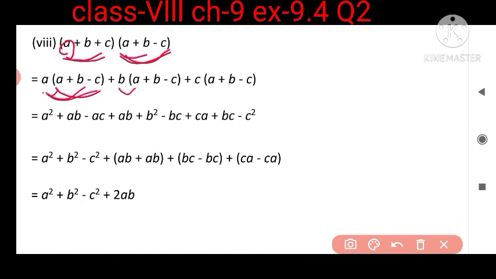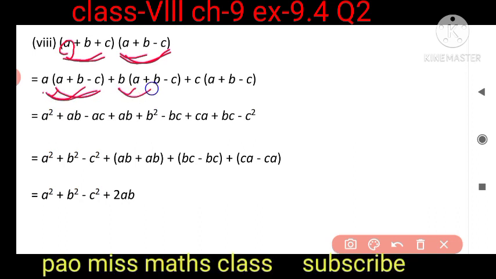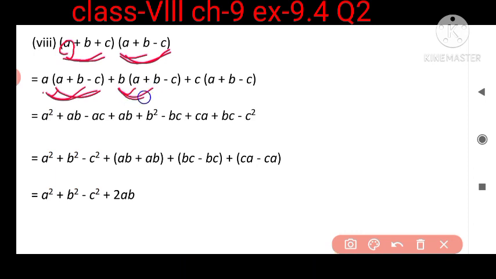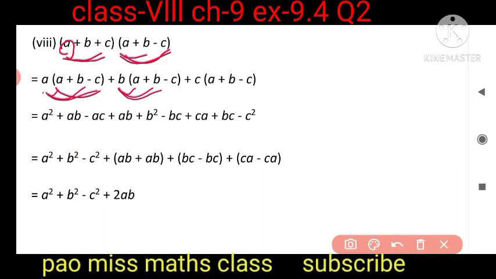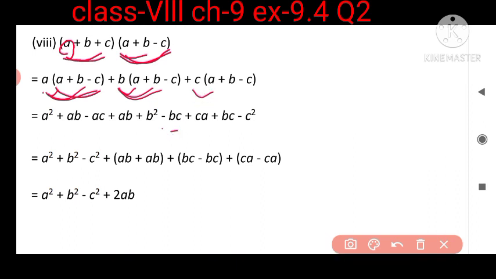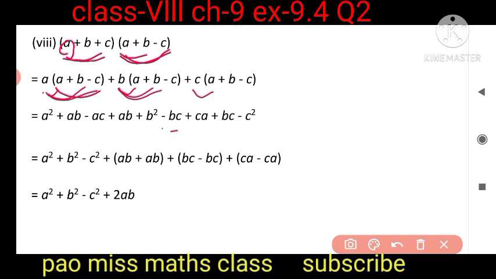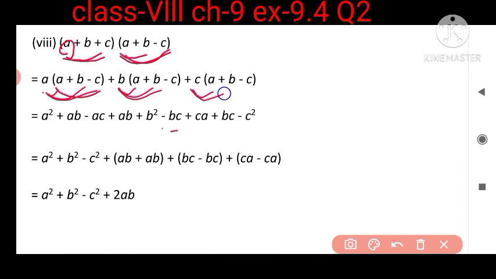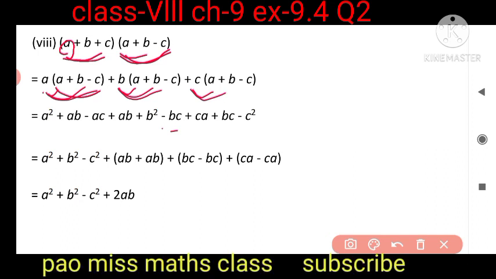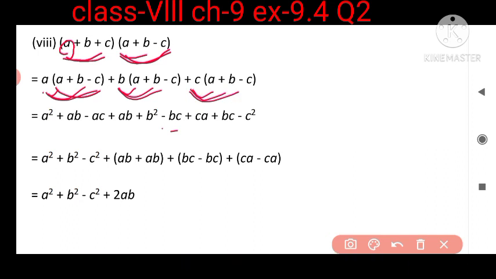Now B into A, AB. Now B into B square. All are positive, so the sign will be in positive. Now plus B minus C. So plus minus is what? Minus. So it will become minus BC. Now C into C, C into A, CA. Okay, plus means answer will be in positive. Now plus plus. So if it is plus plus, no need to C, isn't it? Now C into B, BC. Now plus and minus is what? Minus. C into C, C square.